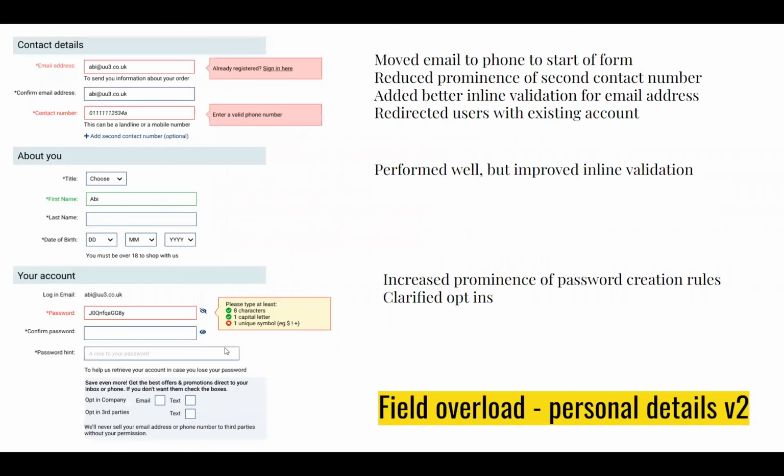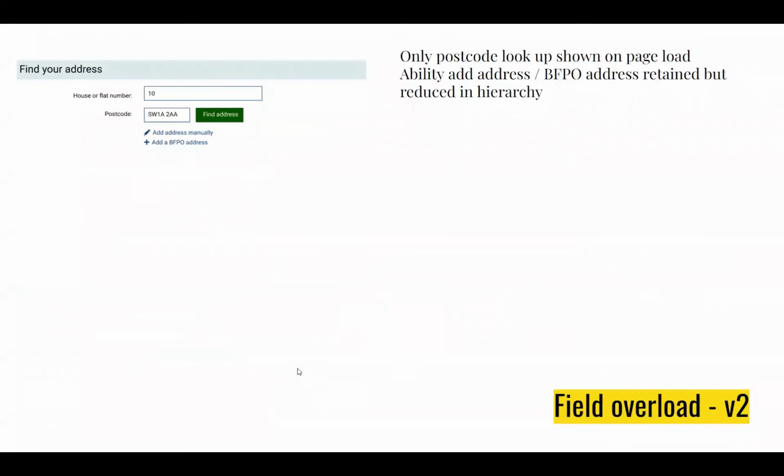So we had another go, and this was the second iteration. We added some inline validation, more clarification, beefed up the password validation rules as well, and further clarified the opt-ins. The About You section from the first iteration did well, but we improved the inline validation. And then we moved the address section into a multi-step with progressive disclosure.